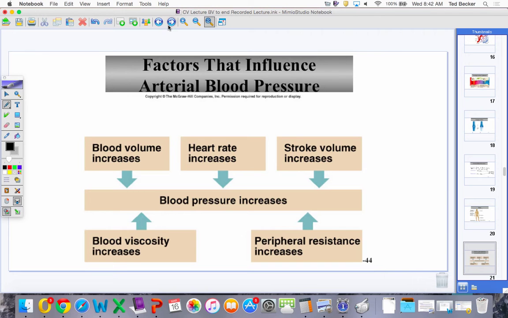So blood pressure increases due to blood volume increasing. Blood volume increases happen when we add, say, more water, where we hyperhydrate, or when people add red blood cells through blood doping. So the amount of material in the container goes up, that makes the pressure go up. Heart rate increases. This is because we're pumping the material through the system faster, and we pump it into the arteries faster, and that'll make the blood pressure go up.